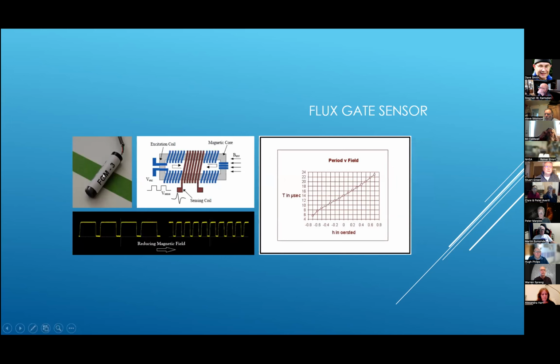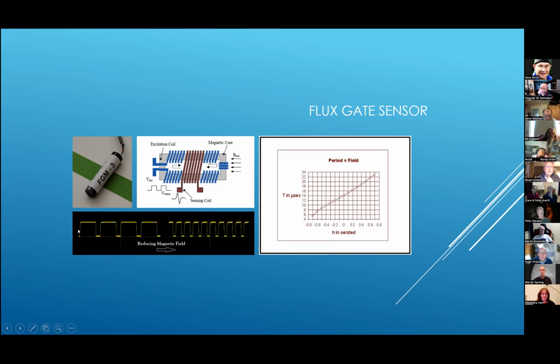So this is a sensor. It's an FGM3. These were available from Speak, a company in Wales, but that's no longer the case. They have been replaced by FG3, and they're over in Europe somewhere. I can't remember exactly where. But basically, the sensor has an alloy core with two coils, an excitation coil and a sensing coil.